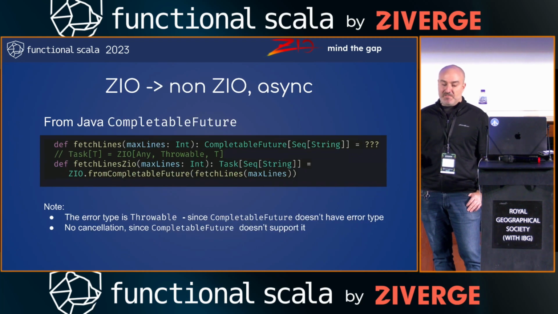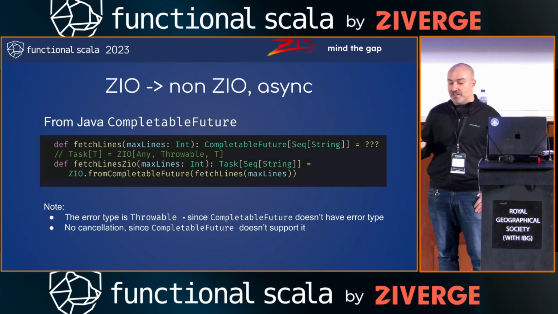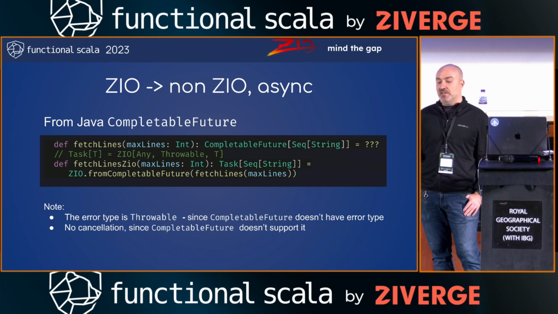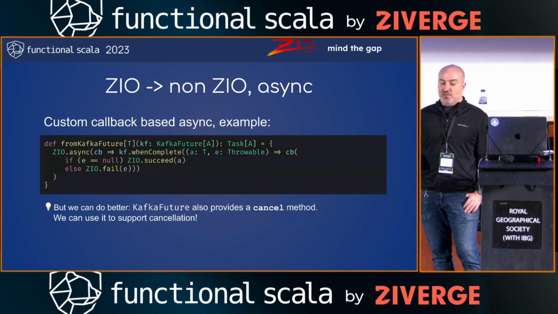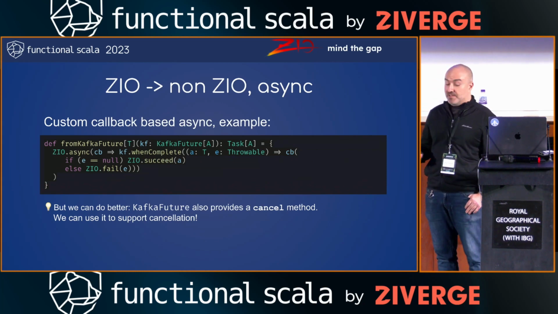We can do something similar with Java completable future. Again, it's not interruptible, and like both futures, the error type will be throwable, because that's the implied error type of these constructs. And we can do any kind of callback-based operation.